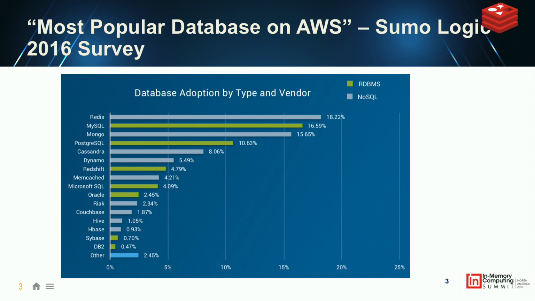The first thing I want to ask you is, would it surprise you to know that according to at least this one survey that was done 2 years ago, and there's another one that just came out this past year, Redis is either the number 1 or number 2 most popular database on Amazon? Raise your hand if that is a little bit surprising. Yeah, lots of you.